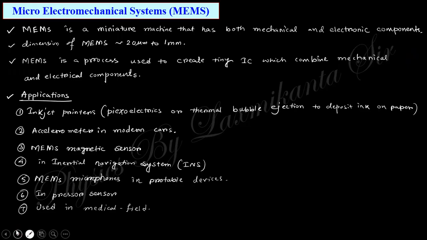Then the micro electromechanical system is like that, a miniature machine with both mechanical and electrical components. Dimension is 20 micrometers to 1 nanometer. It is a process used to fabricate ICs. Applications are inkjet printers, accelerometers, modern cars, magnetic sensors, navigation systems, protocol devices, pressure sensor systems, medicine.